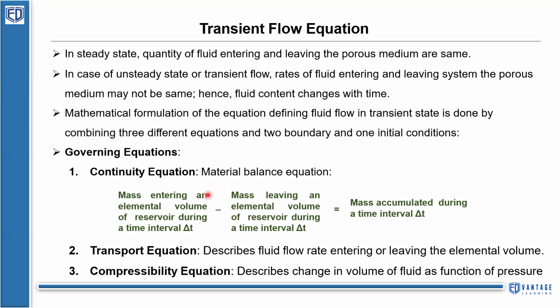So this is the main governing equation in transient flow condition. The other two governing equations are the transport equation and the compressibility equation, because in transient flow, your fluid is the main important part. So we need to understand the compressibility. This describes the change in volume of fluid as a function of pressure. The compressibility factor plays a very important role when we derive the diffusivity equation. Also, in the transport equation, we describe the fluid flow rate entering or leaving the elemental volume.